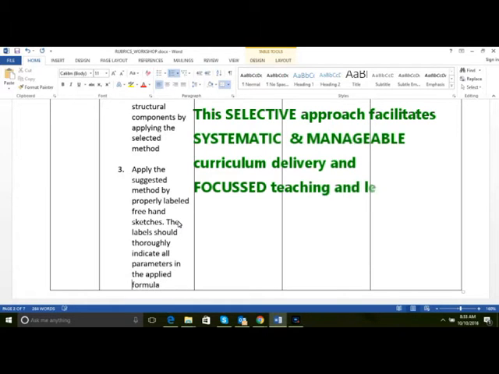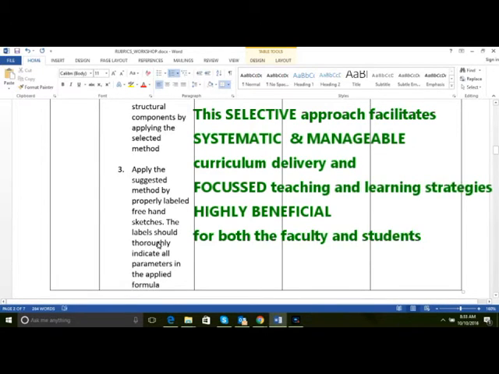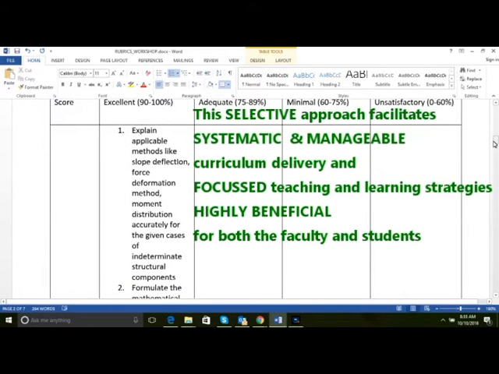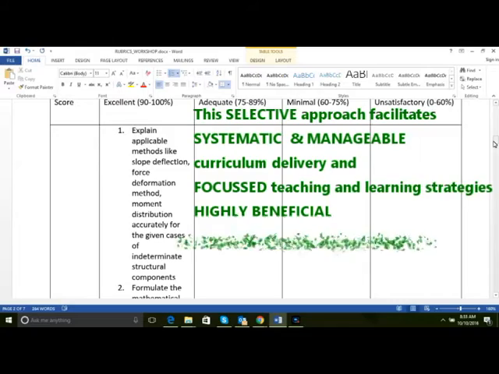This selective approach facilitates systematic and manageable curriculum delivery and focused teaching and learning strategies, highly beneficial for both the faculty and students.